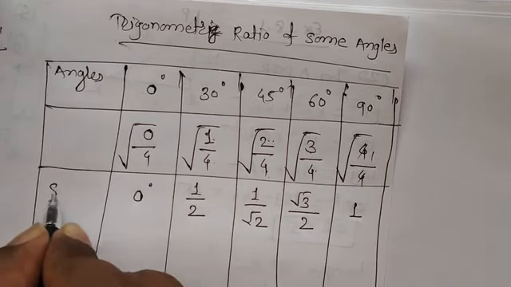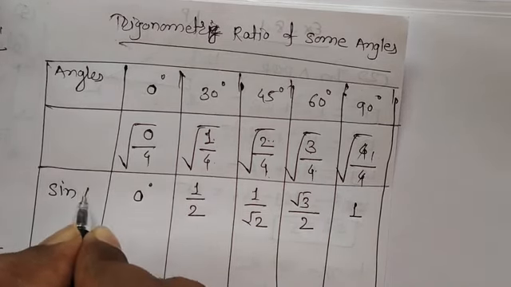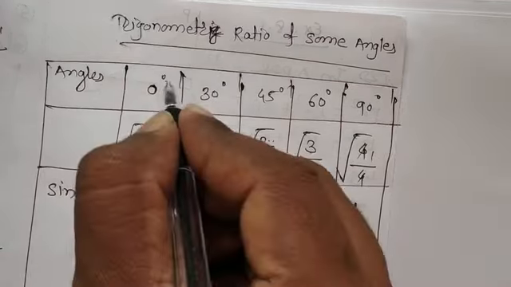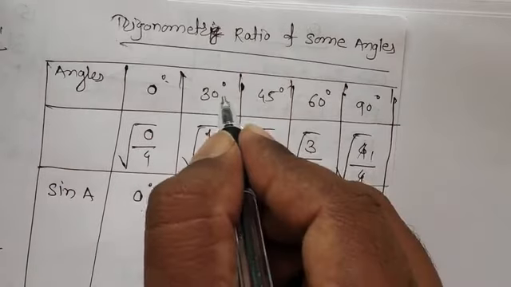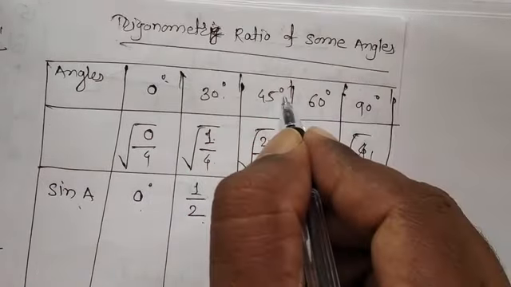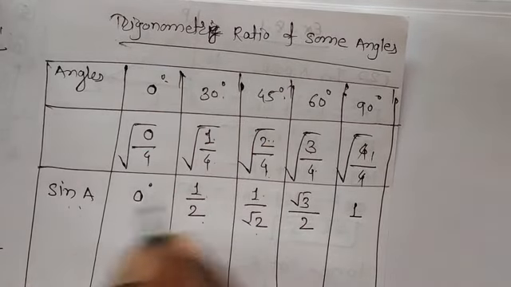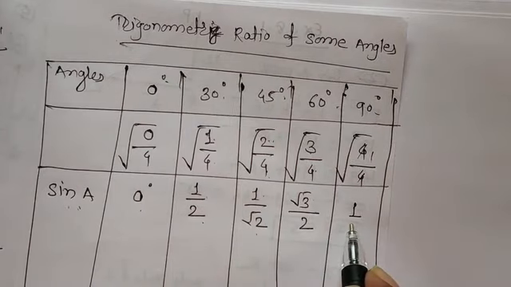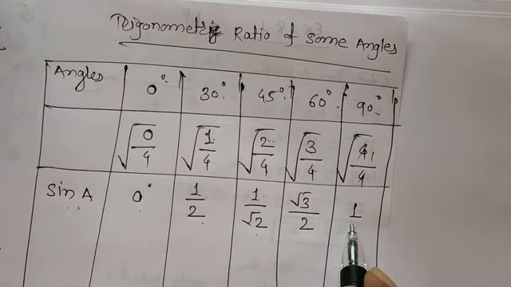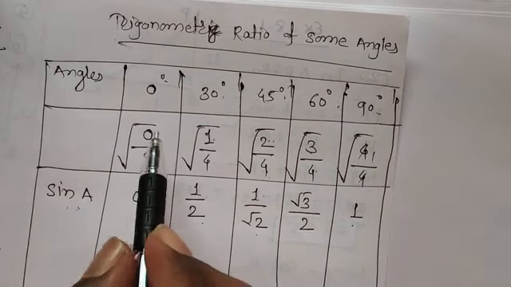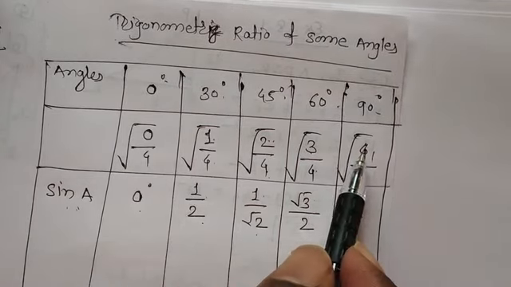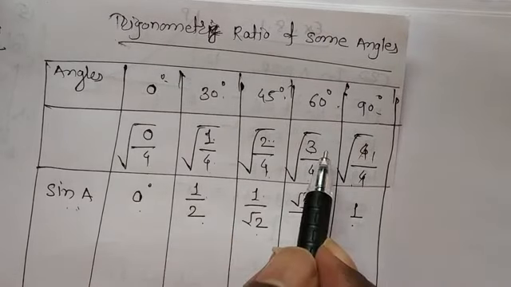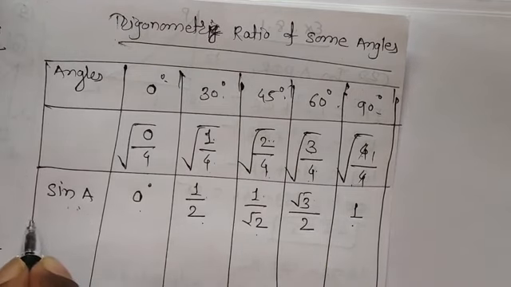These are the values of sine of theta, or sine of A. Sine of 0, answer 0. Sine of 30, answer 1 by 2. Sine of 45, answer 1 by root 2. Sine of 60, answer root 3 by 2. And sine of 90, the answer is 1. It is very simple to make the table: just write the numbers 0, 1, 2, 3, 4, divide each term by 4, and take a square root. Get the answer. Now this is sine.